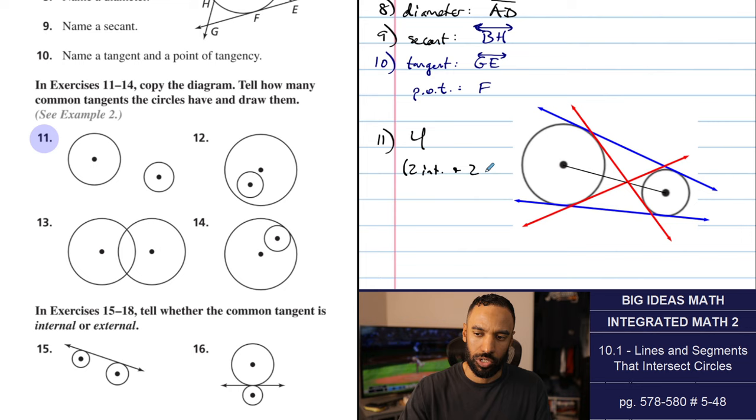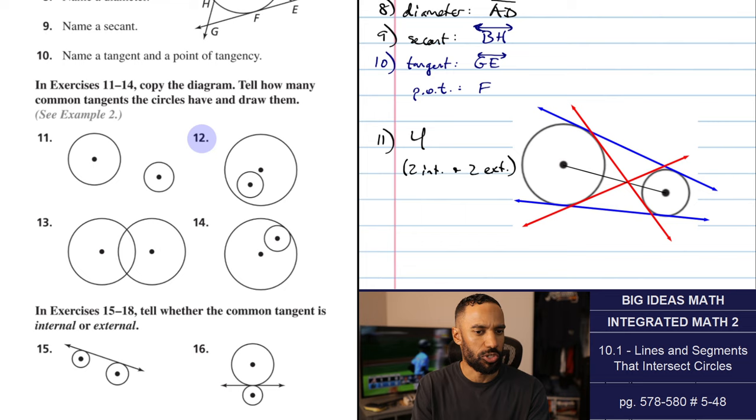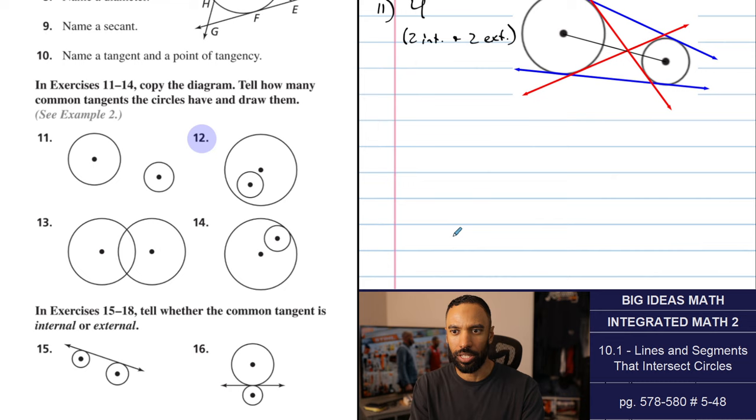Okay. Number 12. Now you have a circle within a circle, but it's not concentric. I don't think this would have any tangents because the outer circle can only have tangents that go outside of the circle, right? That's literally what tangents are. They only stay on the outside of the circle.